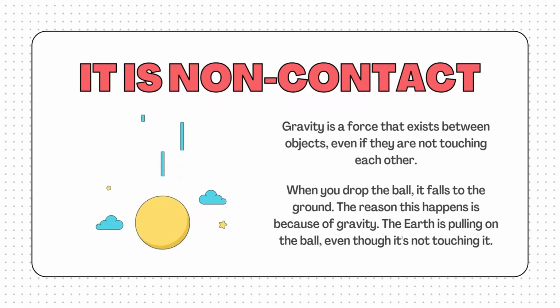Gravity is a force that exists between objects, even if they are not touching each other. When you drop the ball, it falls to the ground. The reason this happens is because of gravity. The Earth is pulling on the ball, even though it's not touching it.